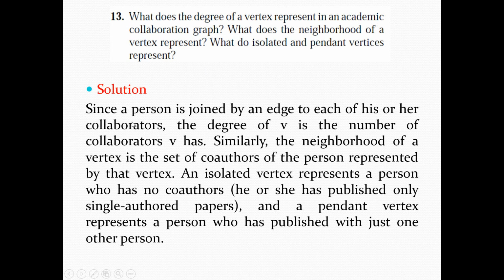A person is joined by an edge to each of his or her collaborators. So in a collaboration graph, vertices are persons and edges are the collaborations between the persons. The degree of v is the number of collaborators v has. Similarly, the neighborhood of a vertex is the set of co-authors of the person represented by the vertex. An isolated vertex represents a person who has no co-authors. And a pendant vertex represents a person who has published with just one other person. So if a vertex is connected to just one other vertex, then that vertex is called a pendant vertex.